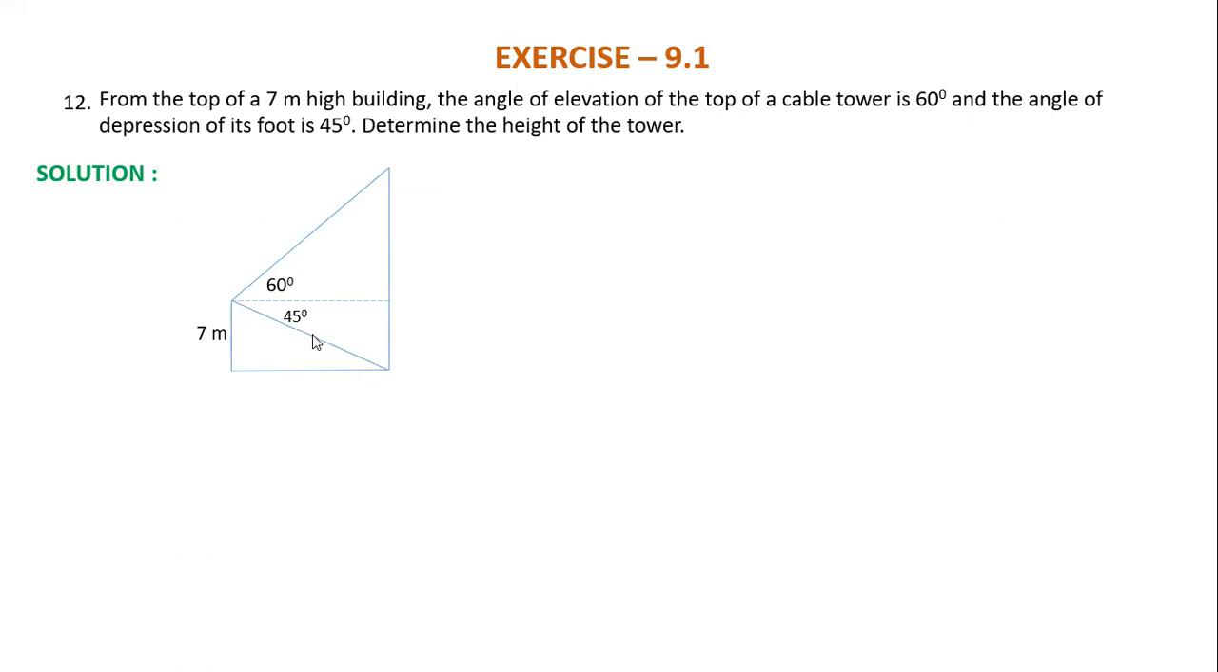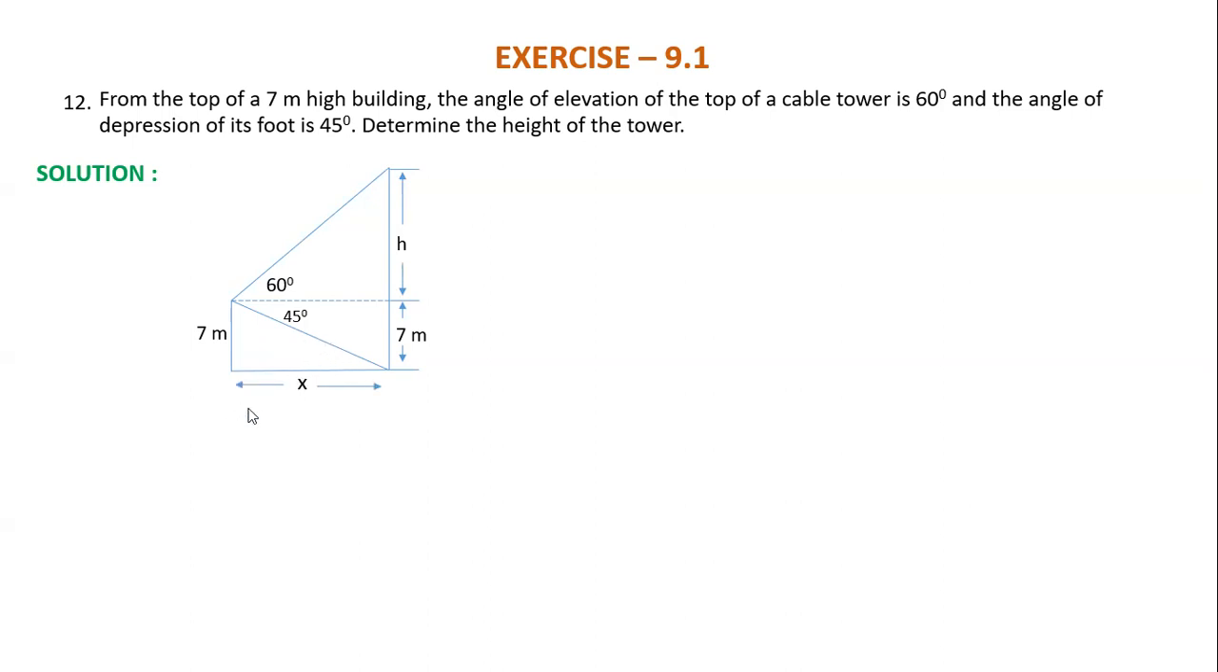This angle he measures at 45 degrees. Okay. Now find the height of the tower. This is the full height. If this is 7, this should be 7, because parallel lines. And then before that, let it be h. And let this be x.